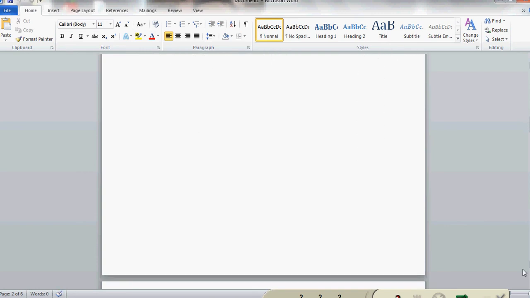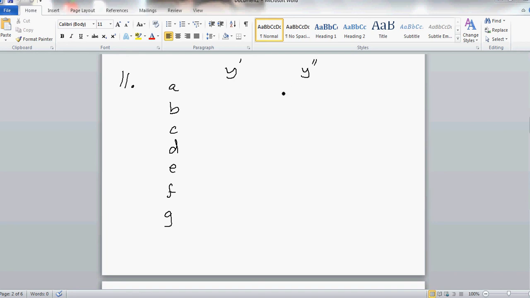And finally, question number 11. Question 11 gives us several points. We have A through G, so I'm going to just write each one of those down: A, B, C, D, E, F, and G. And this is a graph of f, or y. And we're asked, what type of value would y prime and y double prime have? In other words, would it be positive, would it be negative, or would it be 0?